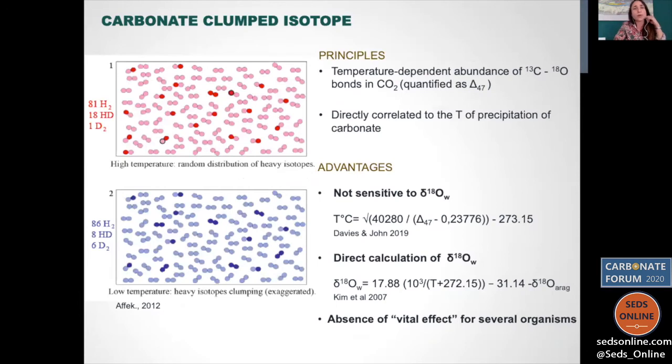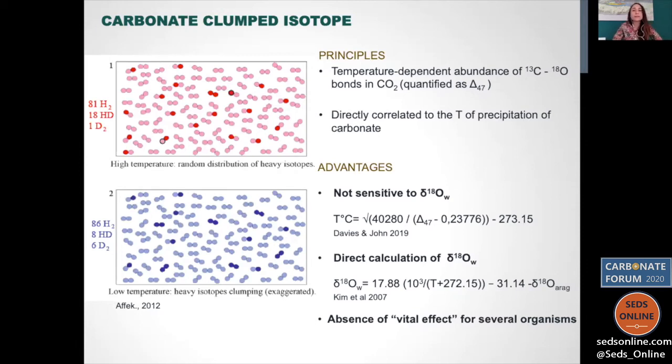So I would like to spend a few words about the carbonate clumped isotope technique. This is still quite a new technique, and to my knowledge, it is the first time it has been applied to investigate the MECO event. It is based on the temperature-dependent abundance of C13 and O18 bonds in CO2, which is higher at lower temperature and is quantified as Δ47. This abundance is directly correlated to the temperature of precipitation of the carbonate.